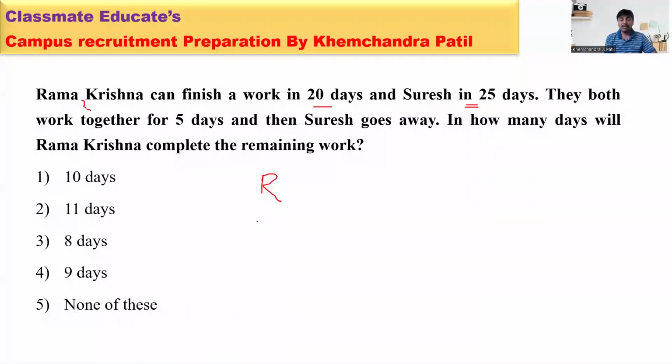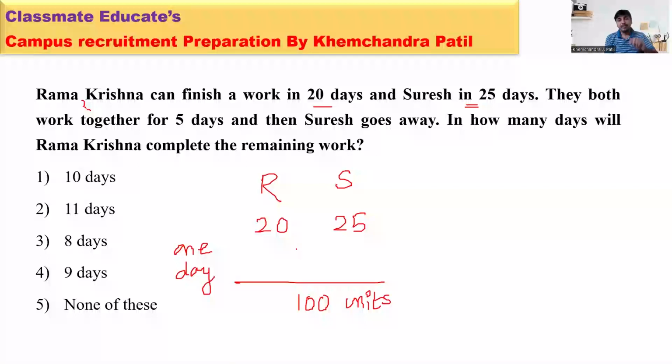Now see, Ramakrishna completes the job in 20 days and Suresh completes it in 25 days. So let us figure out the LCM of these both. LCM of these both will be 100. So they are completing 100 units. This is the whole work. Now, from this, you can find their 1 day capacity. If Ramakrishna is completing 100 units in 20 days, it means that he is completing 5 units per day. If Suresh is completing 100 units in 25 days, it means that he is completing 4 units per day.